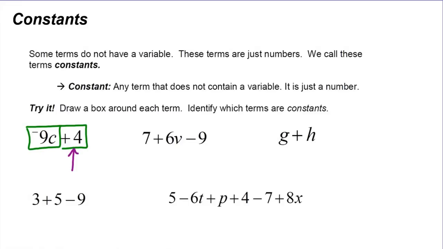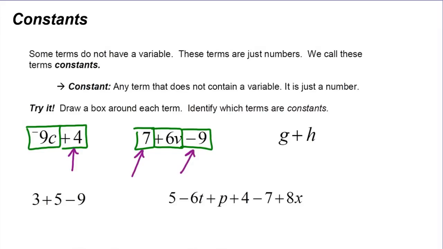Next one, 7 plus 6v minus 9. There are 3 terms in this expression, 7 plus 6v minus 9. The second term contains a variable, so that is not a constant. However, the other 2 terms are constants, 7 and the negative 9, or the 9. Those are the constants in this expression.